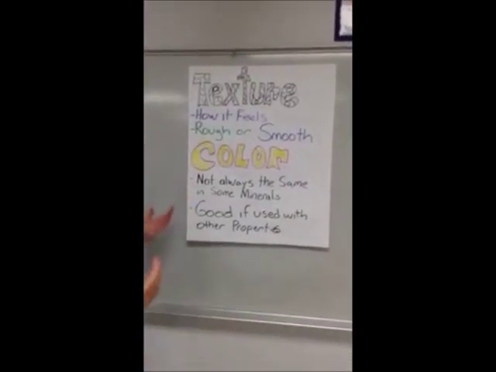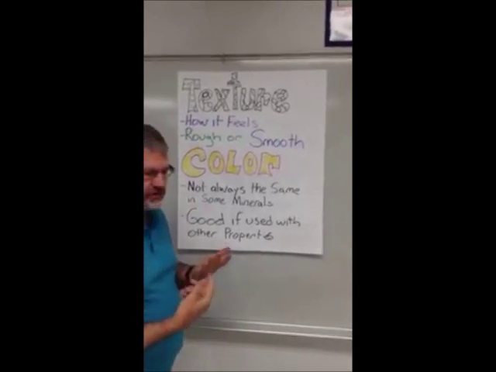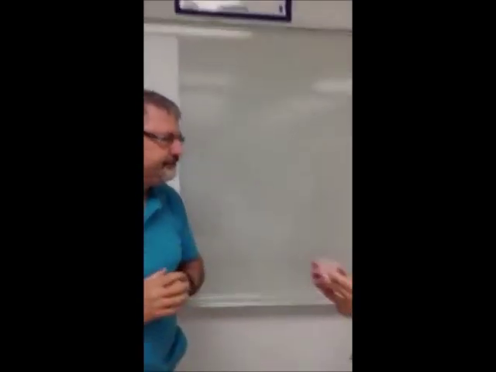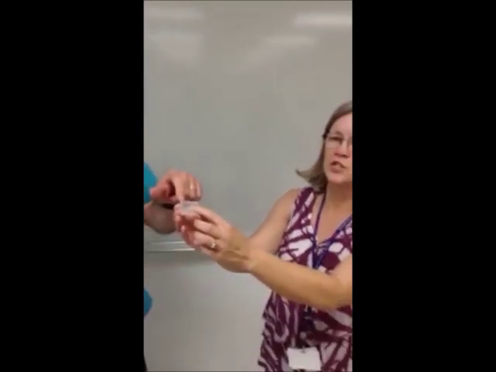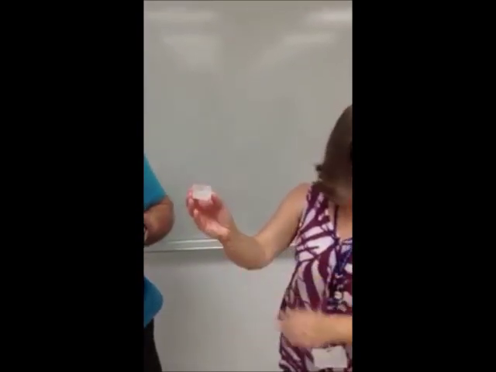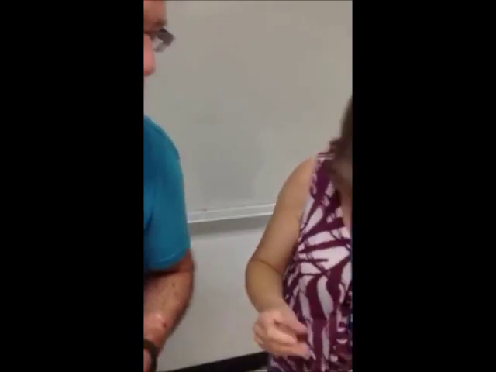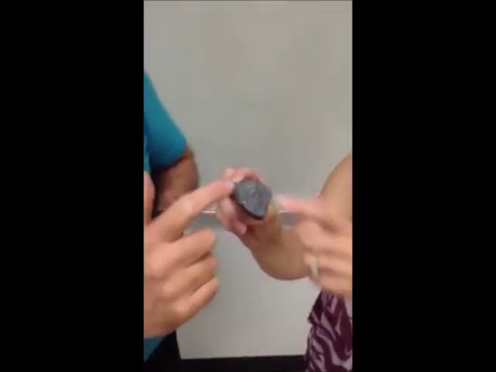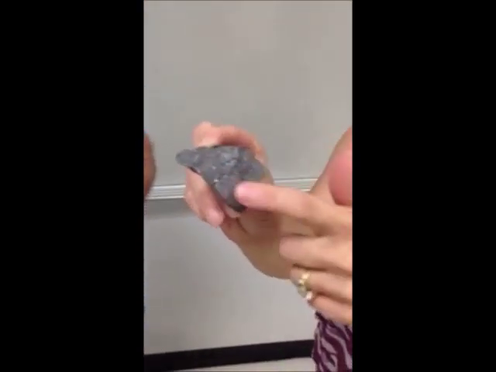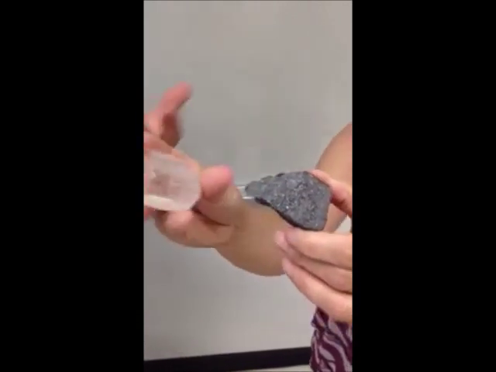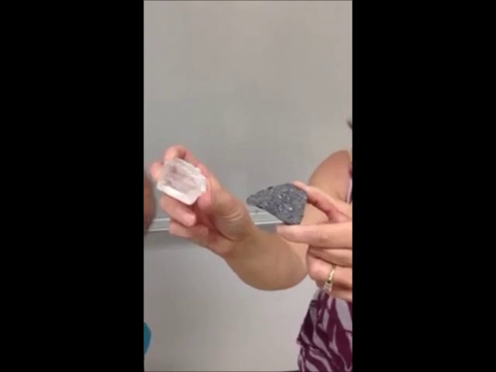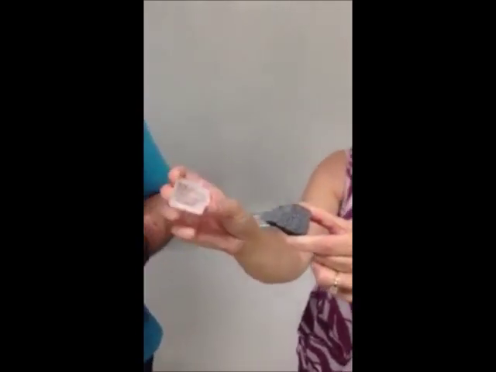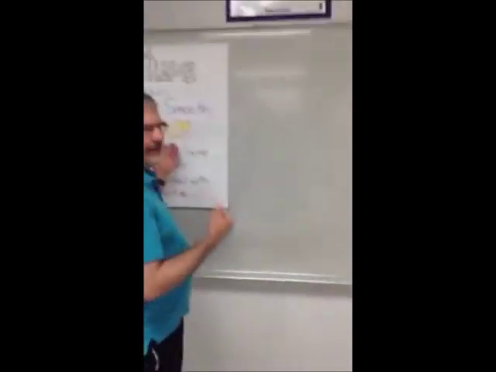So texture, that one we can pretty much guess. Texture is how it feels. This one is pretty smooth. And then you look at another example of a mineral, and it is a lot rougher. So you can tell there's a difference between these two mineral samples based on texture. That's easy.